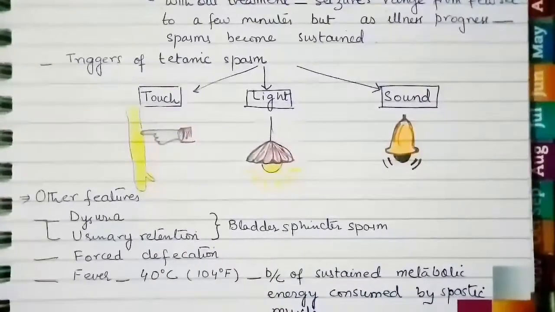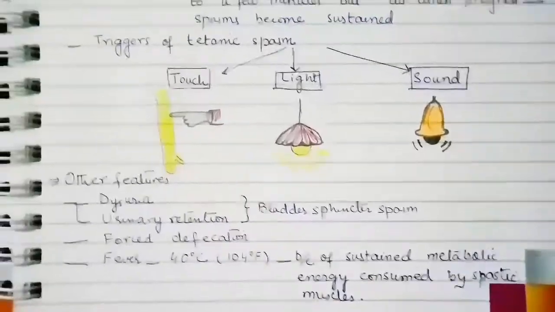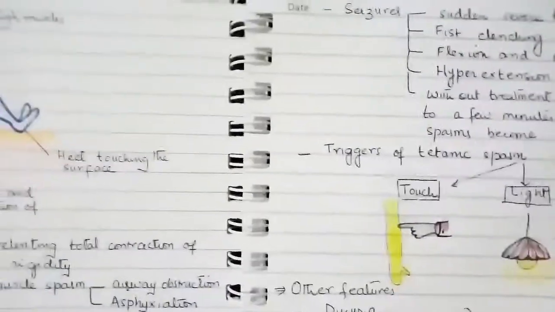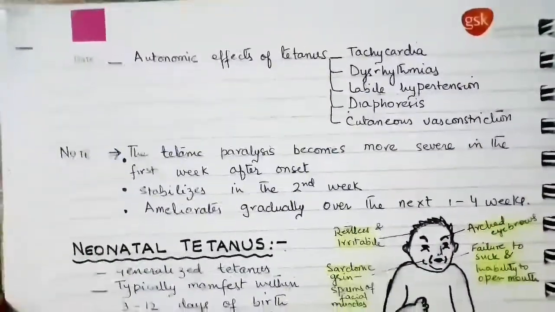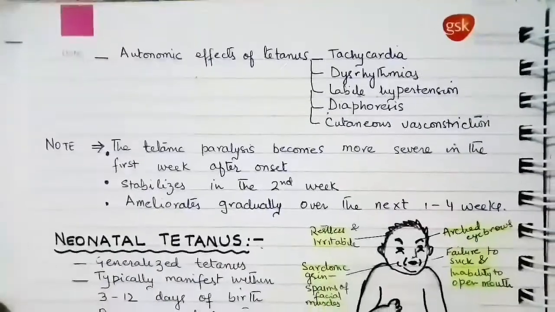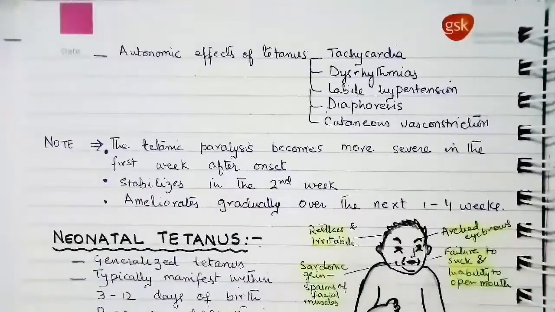In tetanus, there may be dysuria, urinary retention, or forced defecation. There may also be fever of up to 40 degrees centigrade, because of sustained metabolic energy consumed by the spastic muscles. Now friends, the autonomic effects of tetanus include tachycardia, dysrhythmias, labile hypertension, diaphoresis, and cutaneous vasoconstriction. It's important to mention that tetanus paralysis becomes more severe in the first week after onset, stabilizes in the second week, and then ameliorates gradually over the next 1 to 4 weeks.